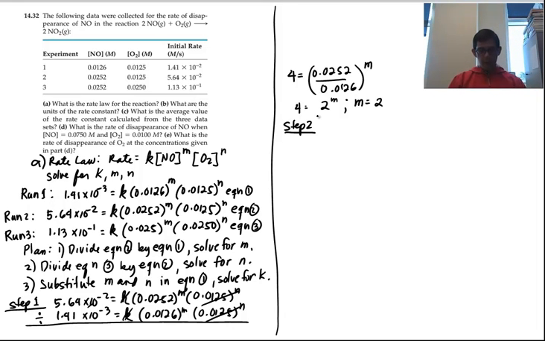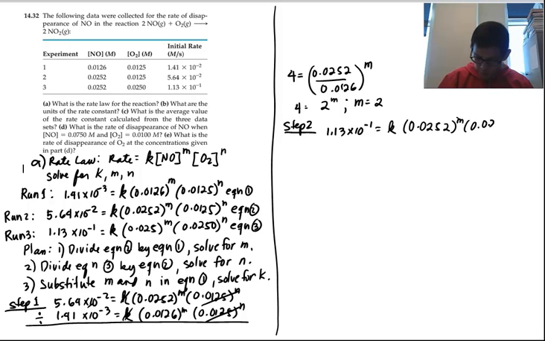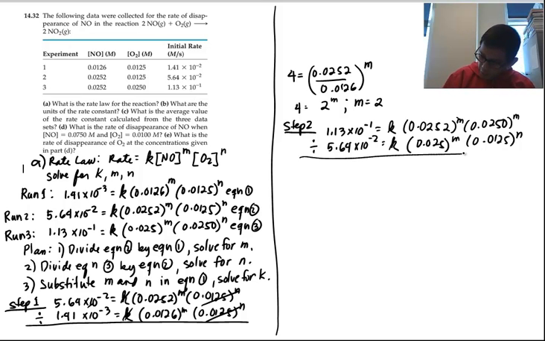So step 2, we need to divide equation 3 by equation 2 so that we can solve for n. So equation 3 is 1.13 times 10 to the negative 1 equals k times 0.0252 to the m times 0.0250 to the n, divided by equation 2. 5.64 times 10 to the negative 2 is equal to k times 0.0252 to the m, 0.0125 to the n.